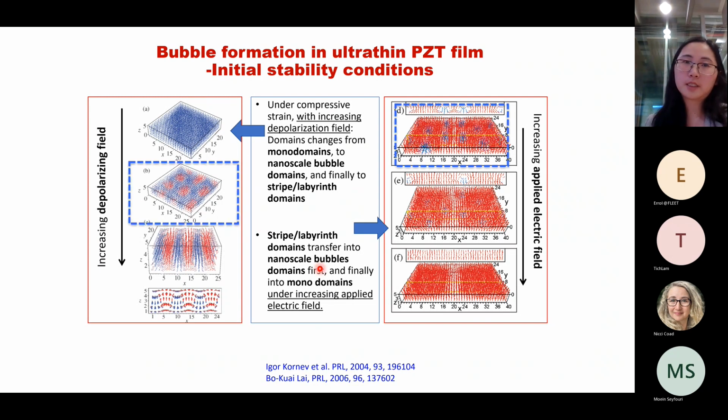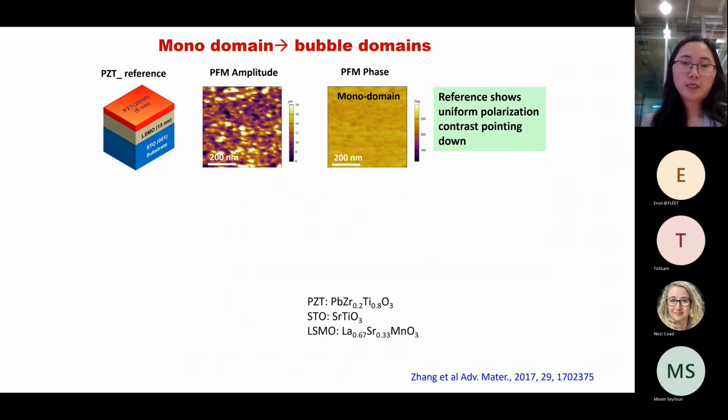After about 15 years, we tried to realize that experimentally. We prepared PZT films on the LSMO STO substrate, which is under a compressive strain. But at the very beginning, it shows a monodomain structure. All right, so we need to tune its depolarization field.